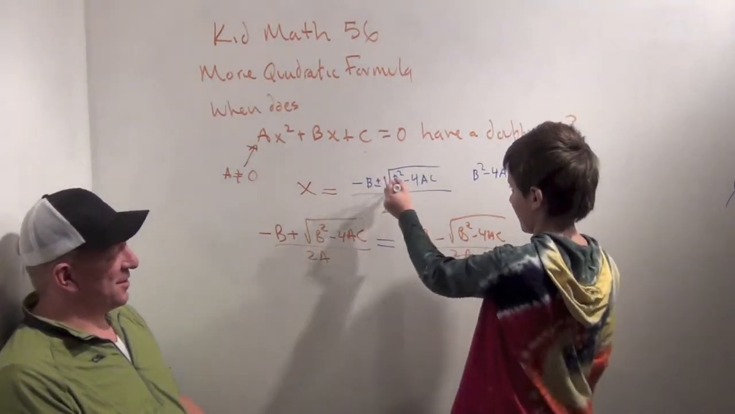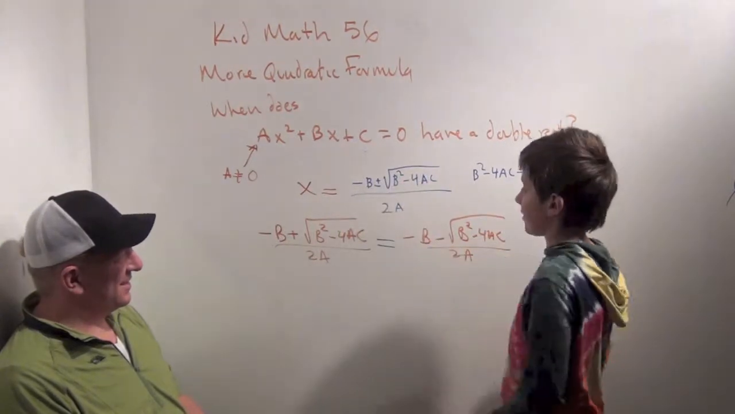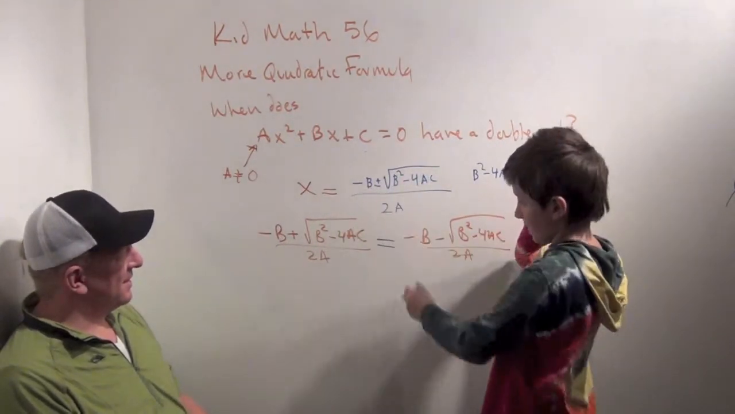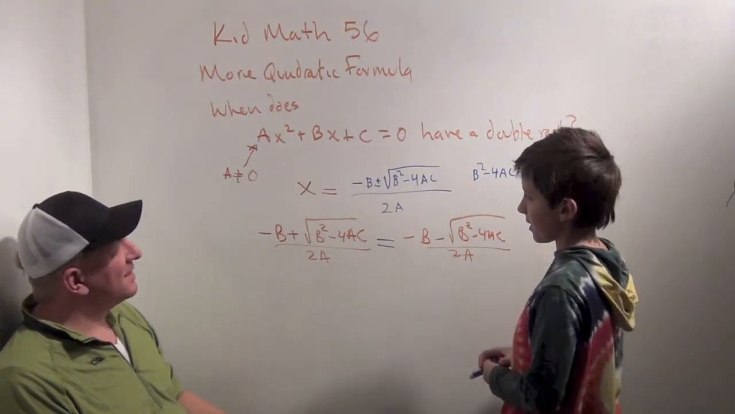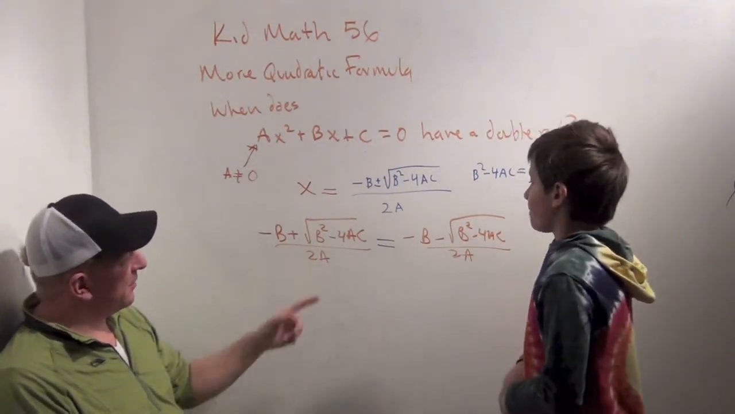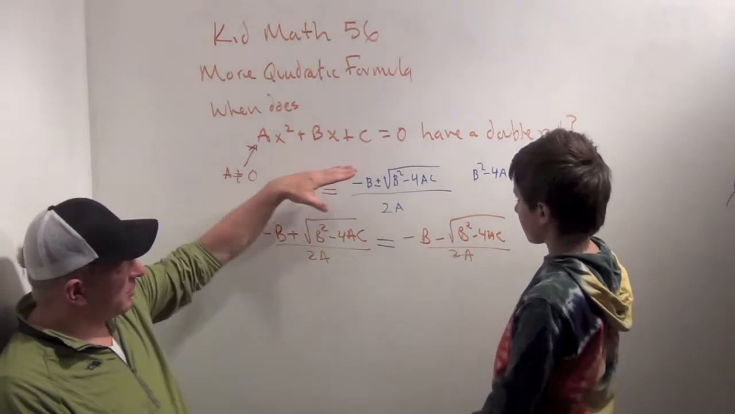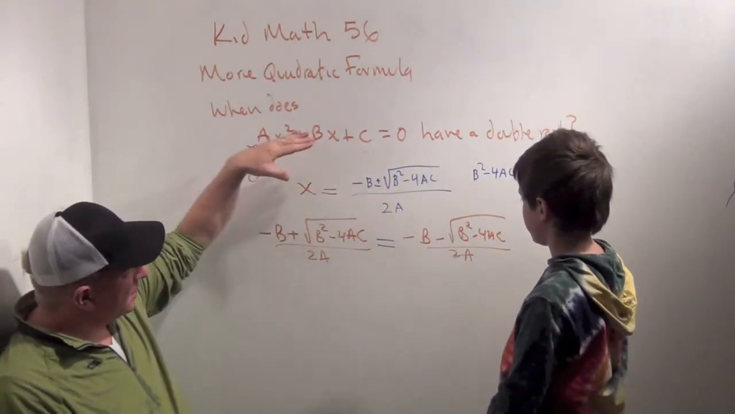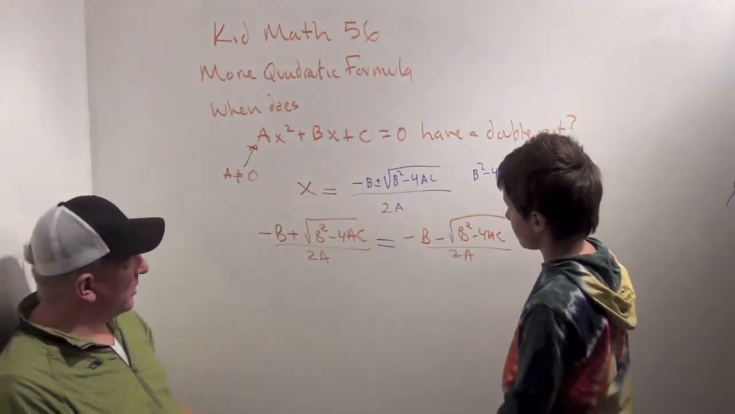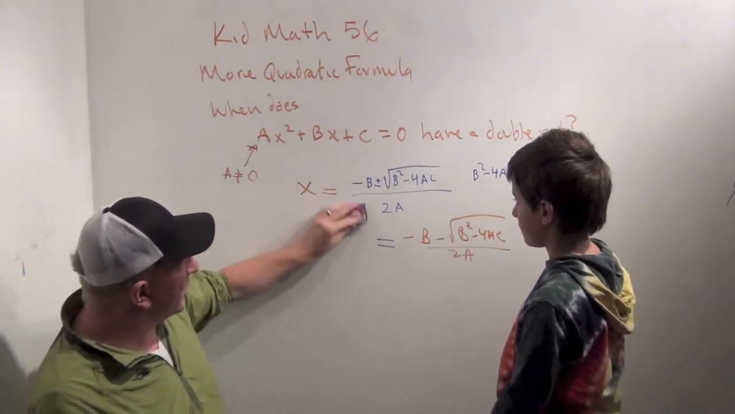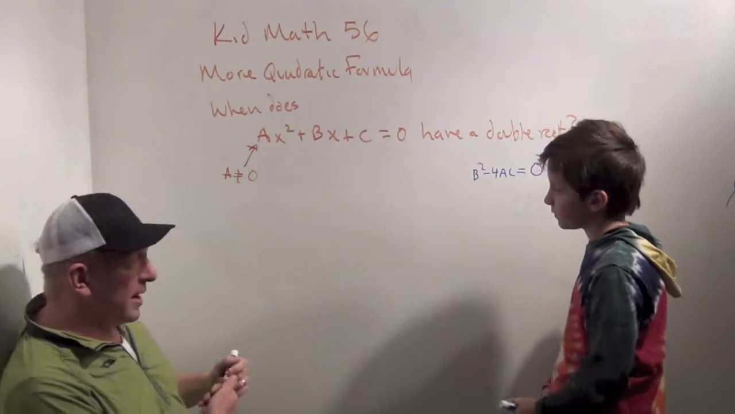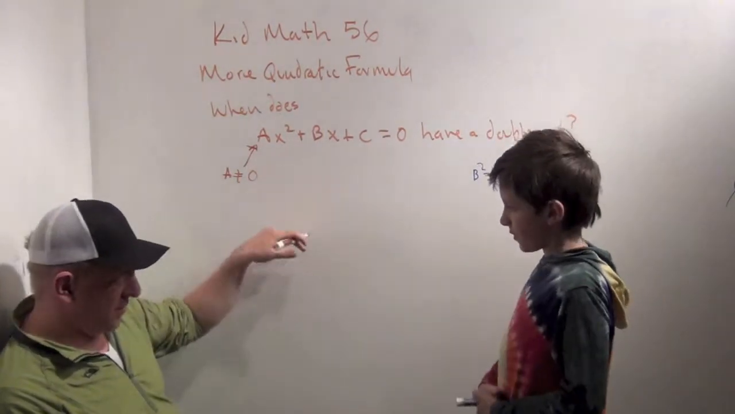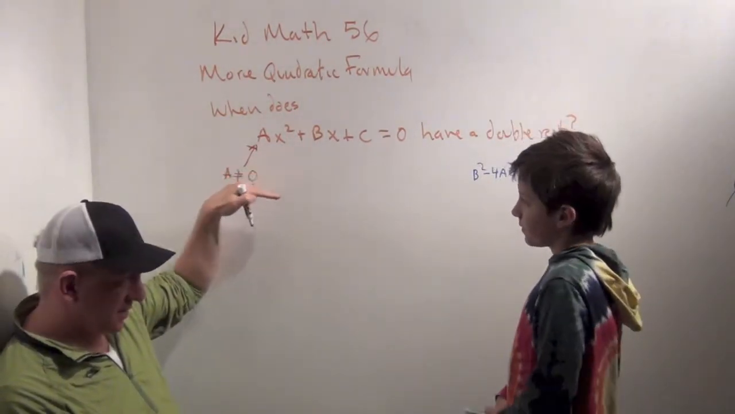The square root of 0 just goes poof? Nothing's left. You just have minus b plus or minus 0, which doesn't affect the minus b. So we get a double root exactly when b squared minus 4ac equals 0. So now we can look at equations very quickly and see if they are tangent to the axis.